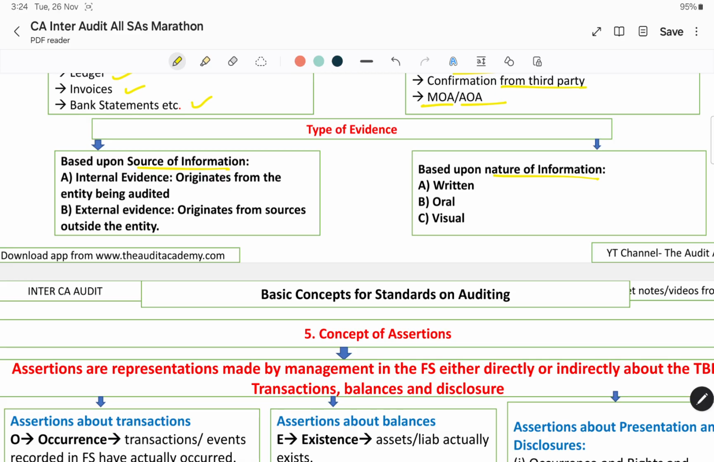Evidence का नेचर होगा written, oral and visual. Source: internal evidence and external evidence. Internal evidence originates from the entity being audited, and external evidence originates from the source outside the entity. For example, इंटरनल एविडेंस यहाँ पे हो जाएगा सेल इनवॉइस एंड एक्सटर्नल एविडेंस यहाँ पे हो जाएगा परचेज इनवॉइस. ओके.